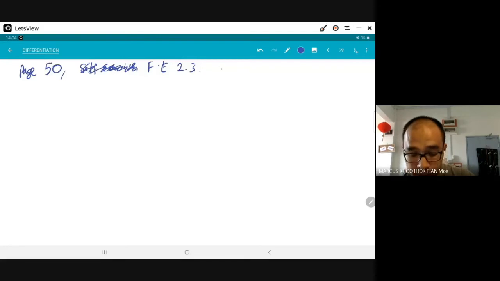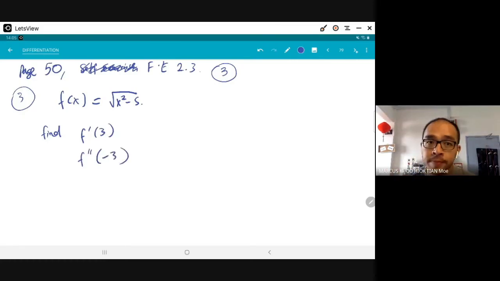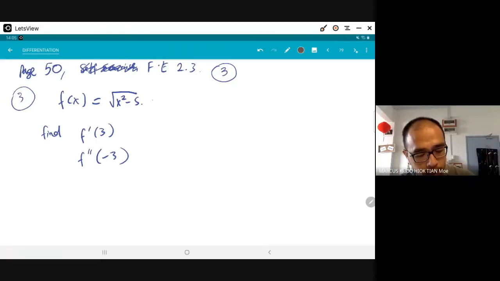Question number 3 lah. Okay, number 3. Let's do this one first. So dia cakap, if f(x) equals to square root of x squared minus 5, find f prime 3 and then f double prime negative 3. Okay, what do I do first? Differentiate. Okay, differentiate first lah.